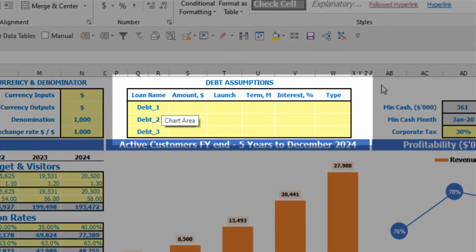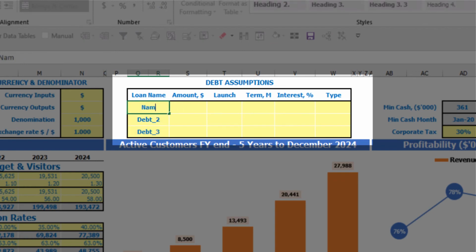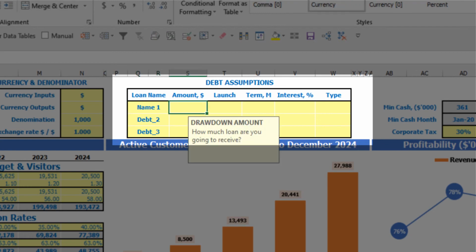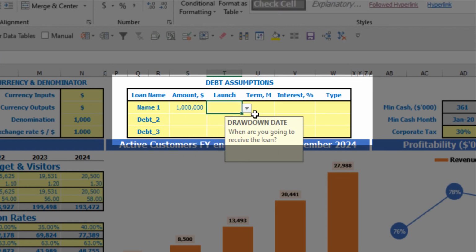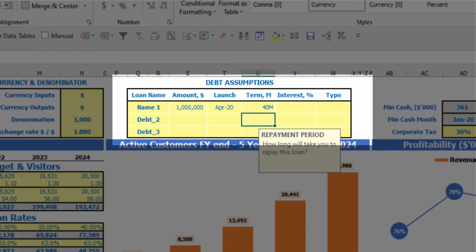On the top of the dashboard, you have 3 placeholders for the debts. Let me show you how it works. You can set this debt or loan name 1 for example. You can set a drawdown amount, for example $1 million. You can set the drawdown date, let's say it's April 20. You can set the term for 40 months for example.